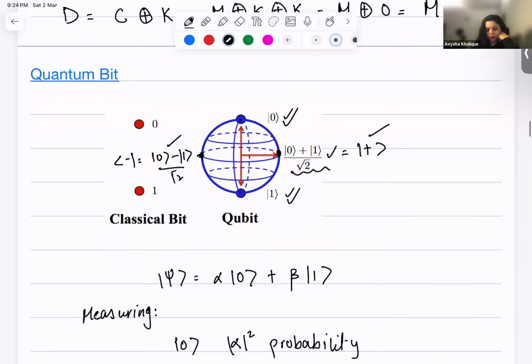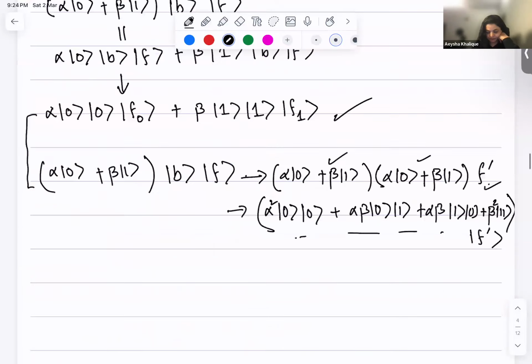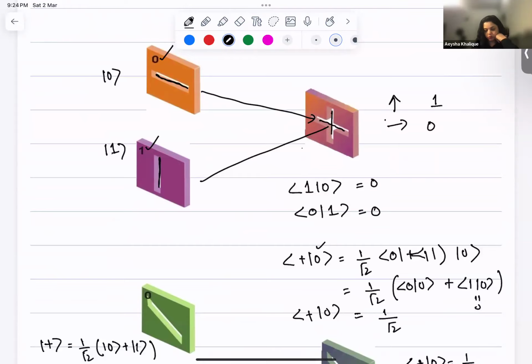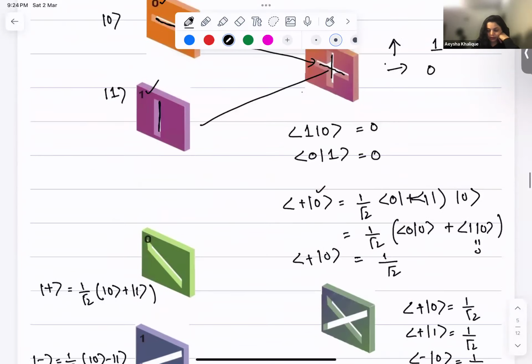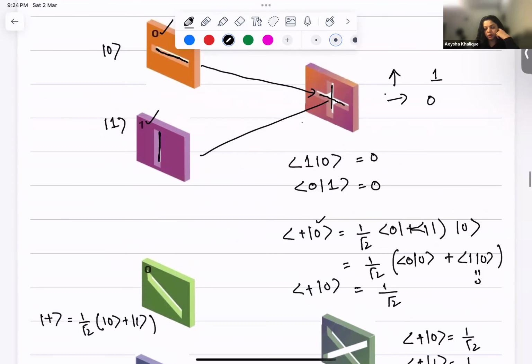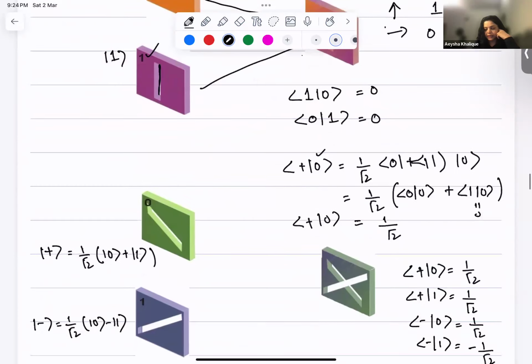So why we are interested in that, let's see. We have two pairs, which are non-orthogonal to each other. And in fact, each pair is a basis set. The basis set of 0 and 1 is the horizontal-vertical basis, and the diagonal basis is the basis set which consists of plus and minus. This is the basis set for this, which is the diagonal basis.